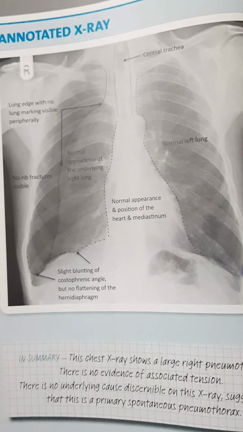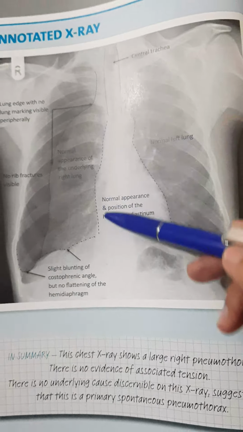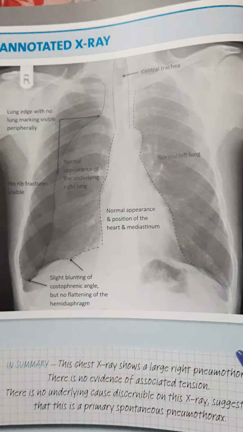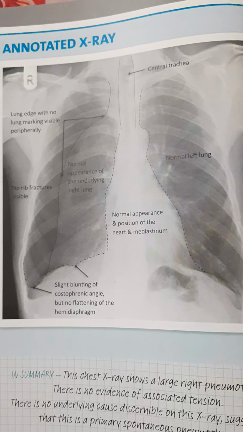So this was the case of the right-sided pneumothorax, and this was the chest X-ray interpretation of this specific case and radiological findings.